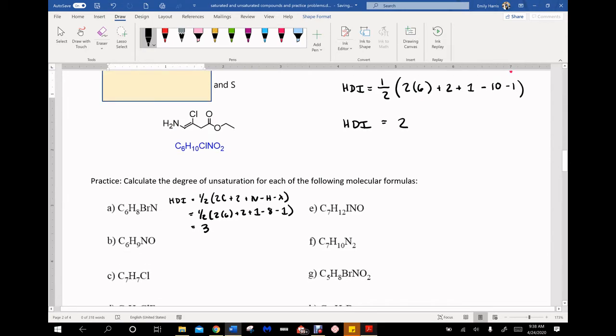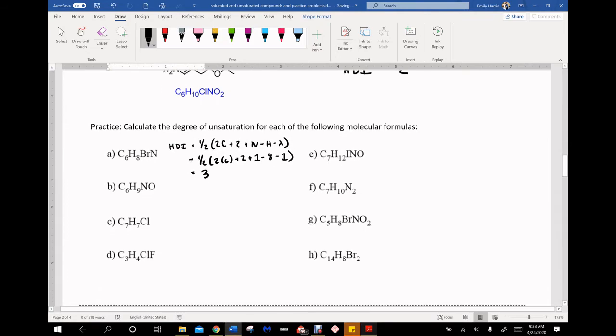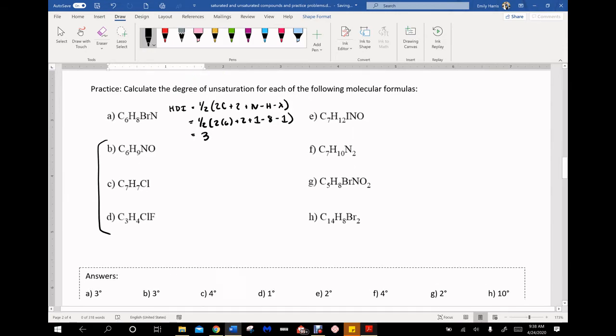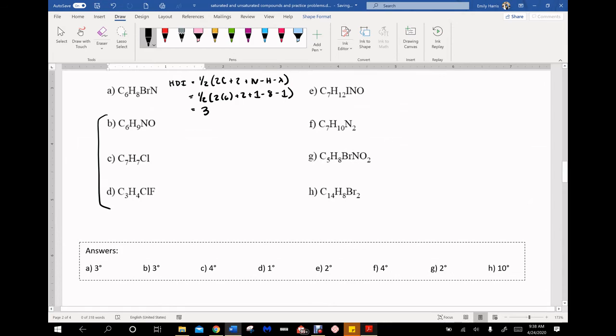All right, so go ahead and, I tell you what, maybe try just B through D. If you feel like you need extra practice, you can try the other ones, but go ahead and pause and try B through D. The answers are right here at the bottom, so you can check as you go along. Then when you finish, press play, and I've got one more thing to tell you.